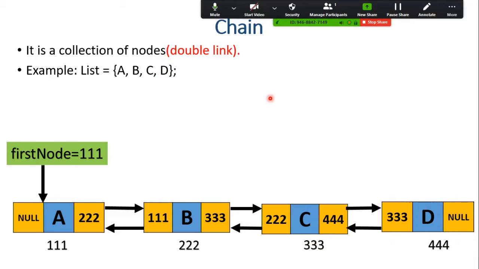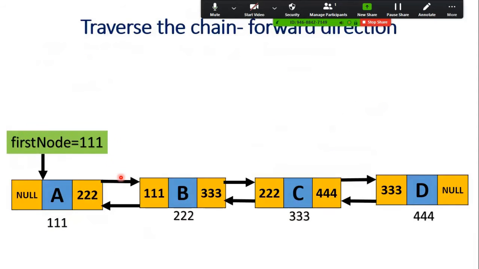So this is how we can represent the list using a chain, a doubly linked list. So I can say a chain is what? It's a collection of nodes. Next, we'll see some operations on this chain.